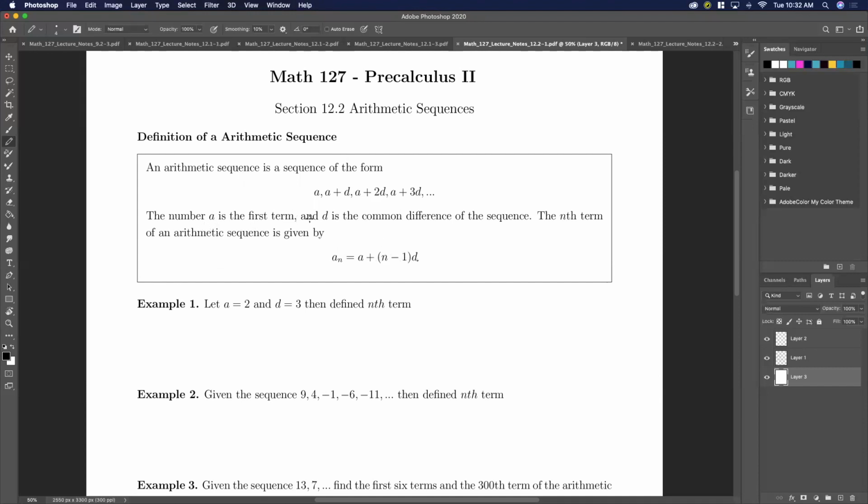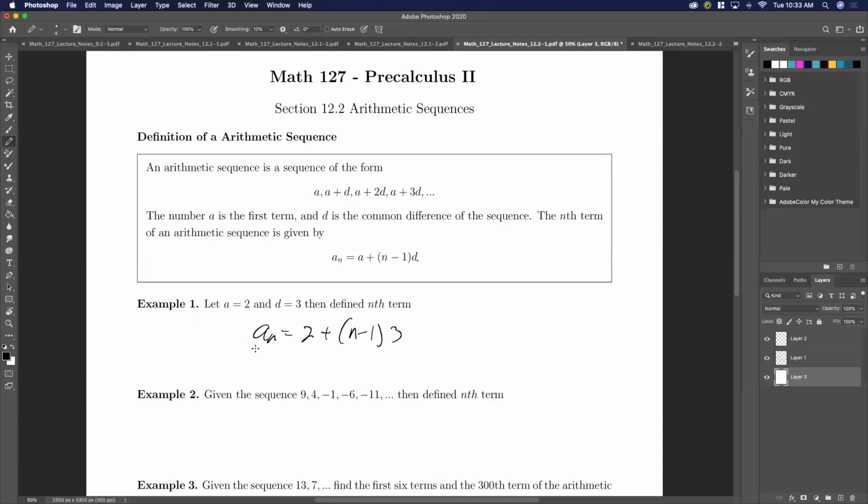So A is the first term, which I kind of get why they do it, and D is the common difference of the sequence. Find the nth term. The nth term is given by this. Here we're going to just mess with it in different ways just to get used to it. So if A is 2 and D is 3, find the nth term. The nth term is just 2, we just use the formula, plus n minus 1, 3.